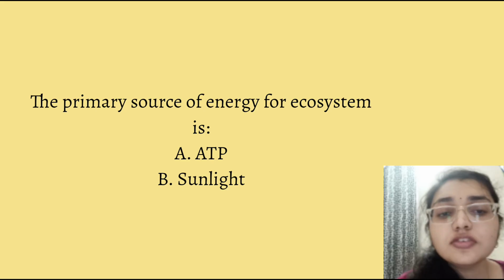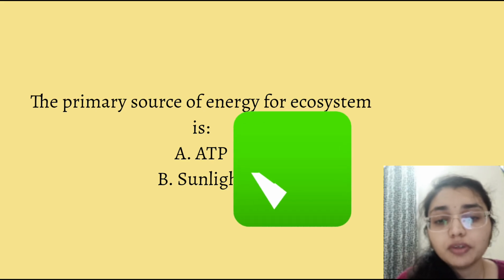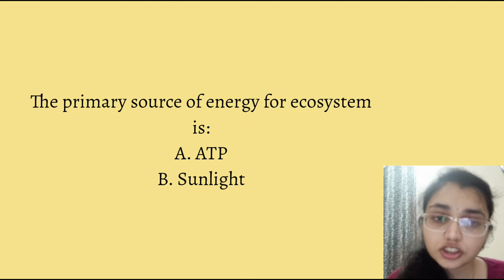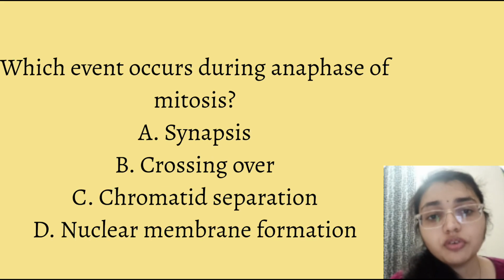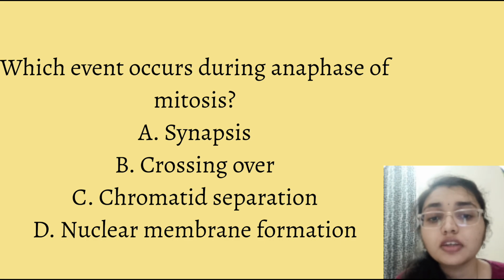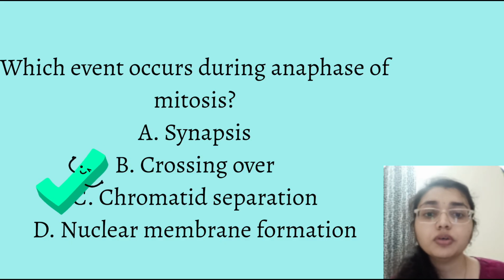The primary source of energy for ecosystem is option A ATP, option B sunlight. So here the sunlight is the primary source of energy for ecosystem. Which event occurred during anaphase of mitosis? We have to tell. Option A synapsis, option B crossing over, option C chromatid separation or option D nuclear membrane formation. So the correct answer is chromatid separation is the event that occurred during the anaphase of the mitosis.